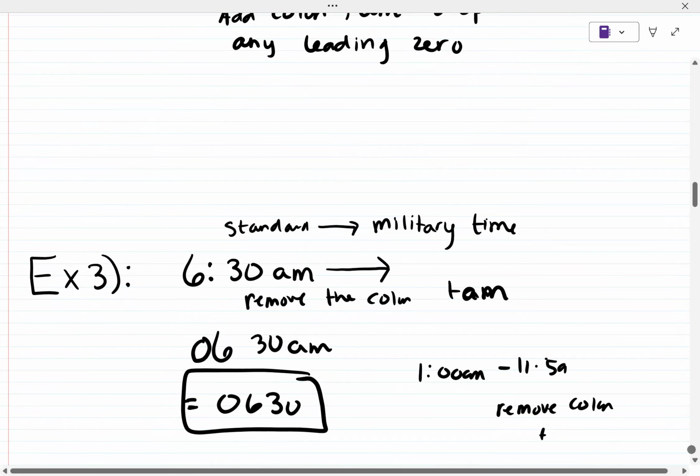Oh no, remove the colon and the AM, right? Because military doesn't have an AM or PM, and make sure it's four digits. So it does. 0630 has four digits.